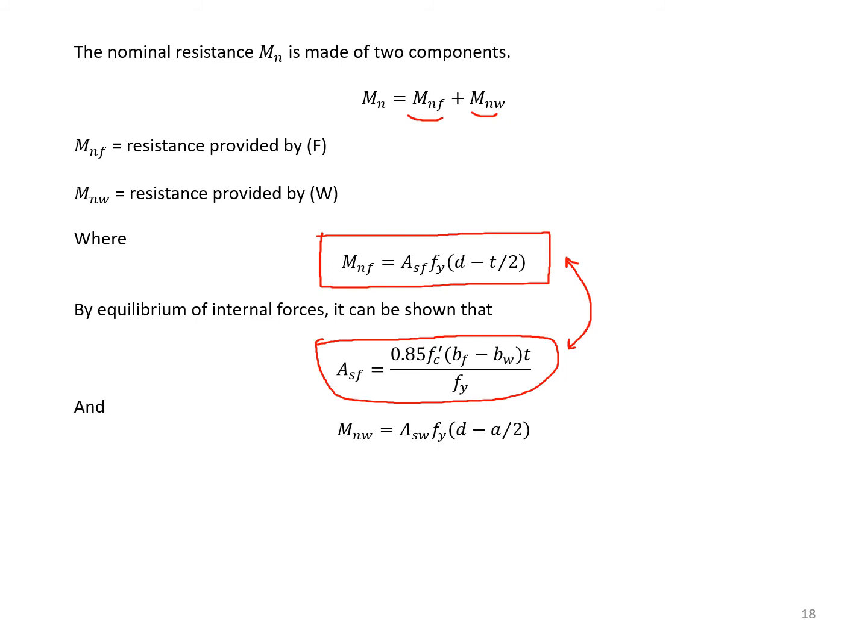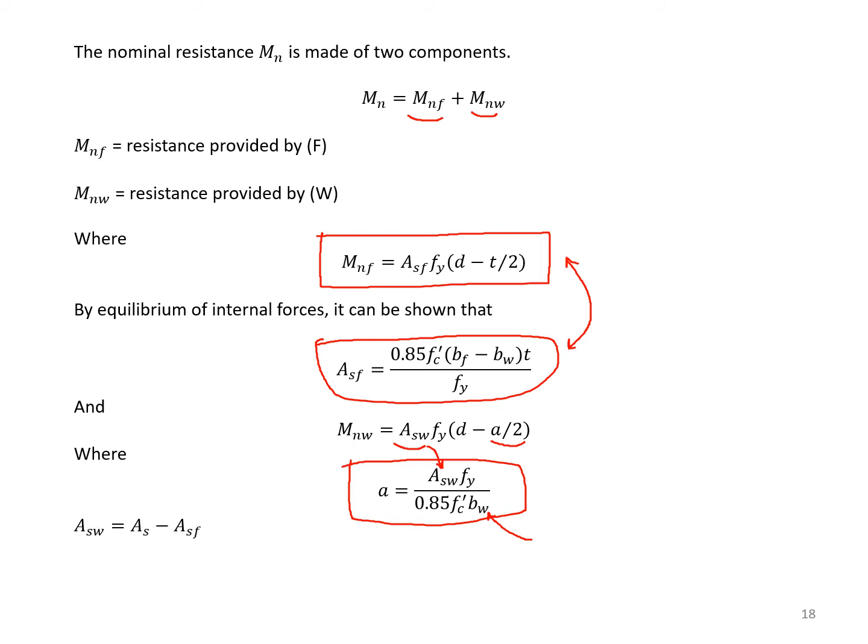Now, the MNW is the remaining area of steel times Fy times (d minus a over 2). But then this a is different from the a we had in the previous case. So we have to write the equilibrium for that situation, W, and find a. If we do that, we find out that the equation for a, although similar, is slightly different. First of all, it is ASW that is used in here. And secondly, you notice that it is bW that is used in the equation. And don't forget that ASW is AS minus ASF.